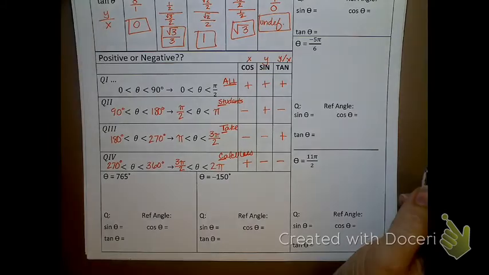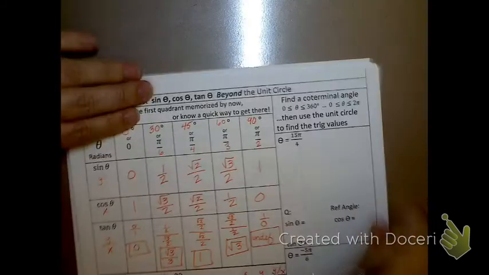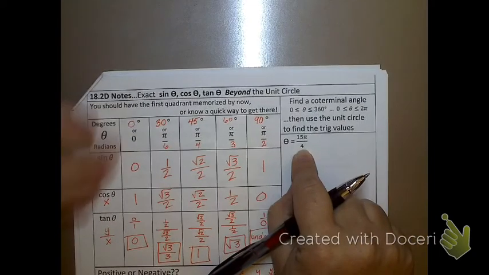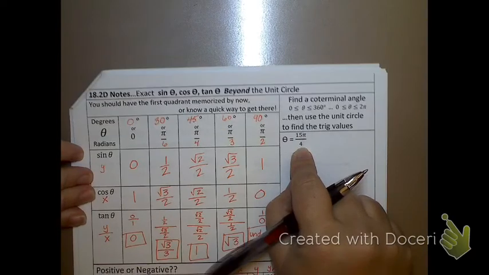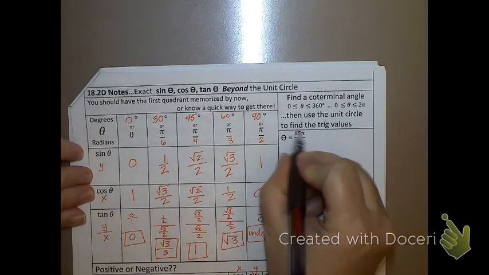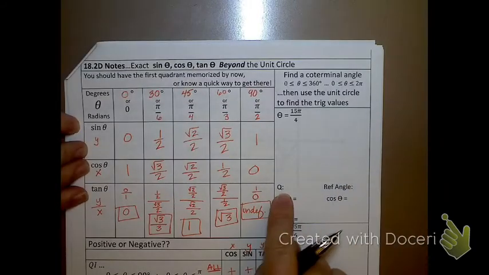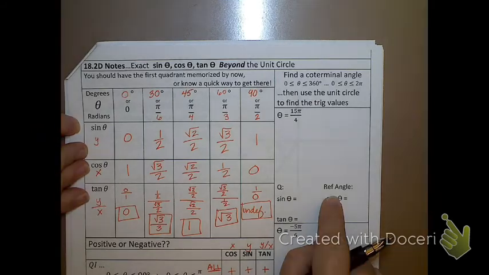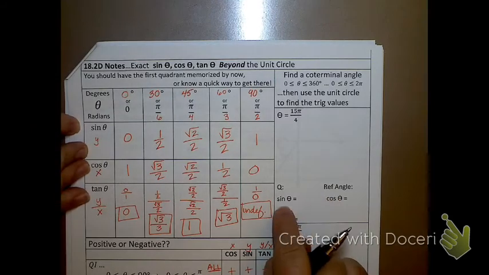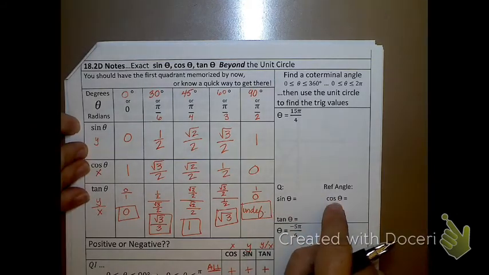Okay, so let's talk about some things. If I said that this is the angle I'm talking about, 15 pi over 4, I want to know what quadrant the terminal side is in. I want to know what the reference angle is. I want to know what the sine of theta is, the cosine of theta is, and the tangent of theta. Okay? So, 15 pi over 4.